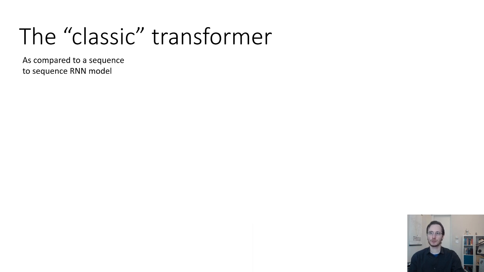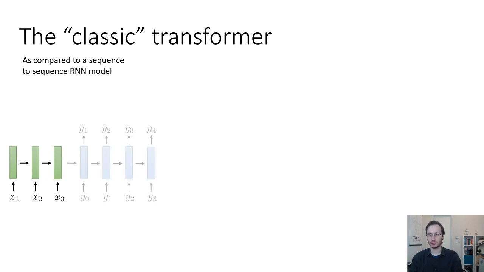Okay, so on this slide, I'm going to sketch out the classic transformer model with a side-by-side comparison to a sequence-to-sequence RNN model, like the ones we've seen before. So a sequence-to-sequence RNN model has an RNN encoder and then an RNN decoder. And these can in general have multiple layers. Here I have it drawn with just a single layer.